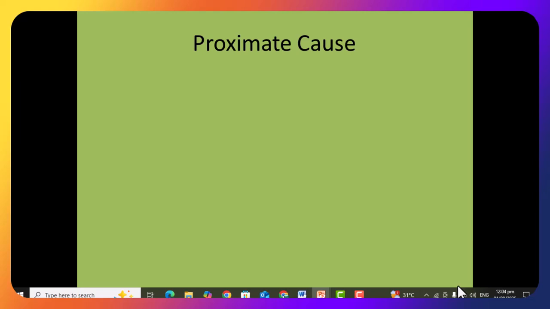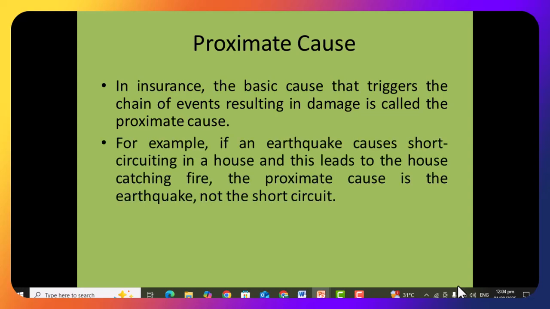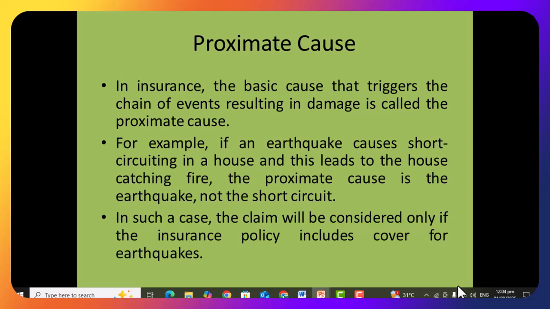So if the client has taken the coverage of earthquake, fire and shock, then this loss would be covered. But if the client has only taken coverage for an ordinary fire, then it's not an ordinary fire, it's basically earthquake. So, in insurance, the basic cause that triggers the chain of events resulting in damage is called the proximate cause. For example, if an earthquake causes short circuiting in a house and this leads to the house catching fire, the proximate cause is earthquake, not the short circuit. In such a case, the claim will be considered only if the insurance policy includes cover for earthquake.